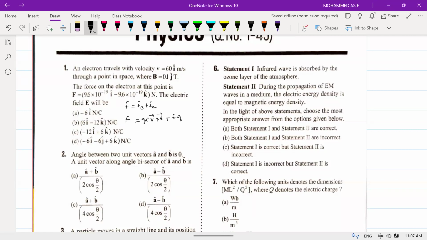Calculate the electric field from that one. Everything is given in the problem. Electric field will be equal to how much? EQ will be equal to force, which is given in the problem, it is your Q into V bar cross B bar minus your F. So electric field means V bar cross B bar minus F divided by charge, because Q and Q here will get cancelled. This is the electric field formula.